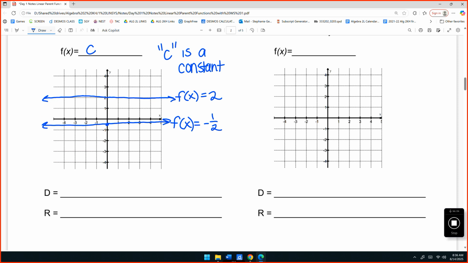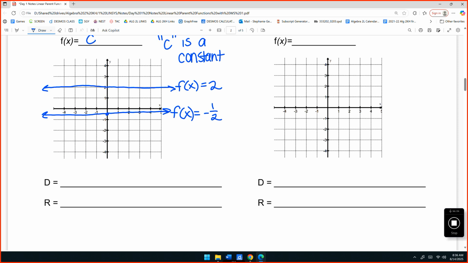Anybody know what this D and this R mean over here? Domain and range. Domain is all of the valid x values in our function. So what kind of x's do we have in both of these? Well, you look at the arrows. Where are the arrows going? Left and right, so does that mean all the numbers? Yes, all the x's to the left, all the x's to the right.